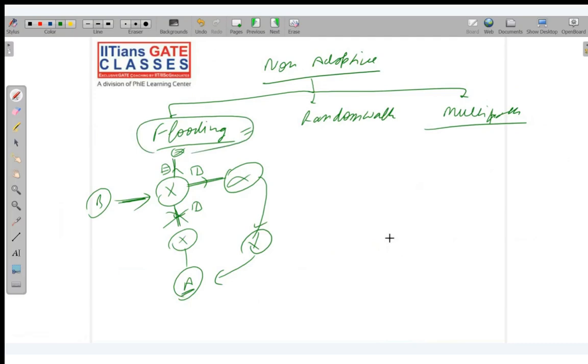So please write the disadvantages: traffic will be very high in the network. Advantages: it guarantees shortest path, and it provides a high degree of robustness. Mainly used in military networks.